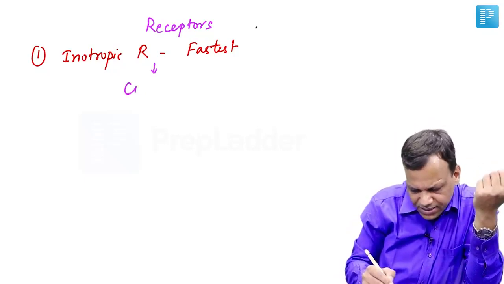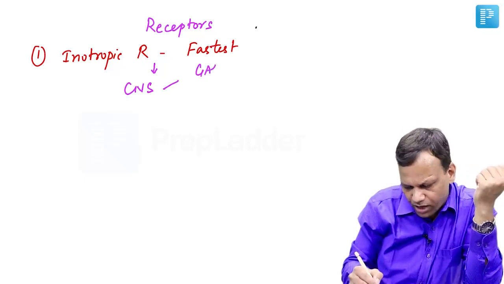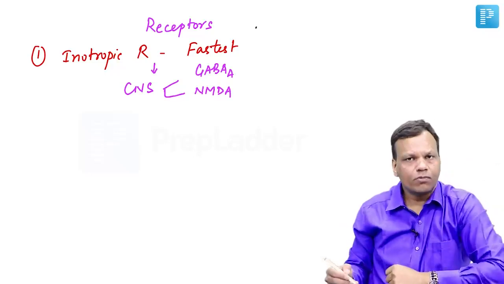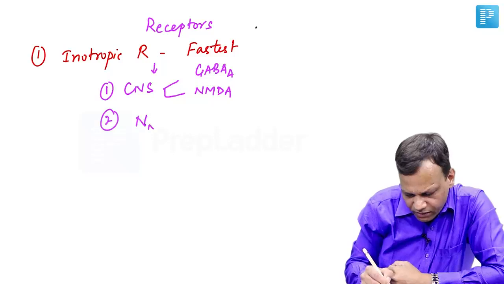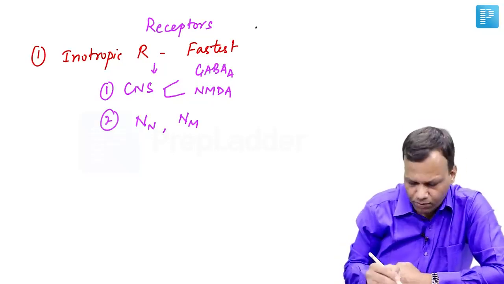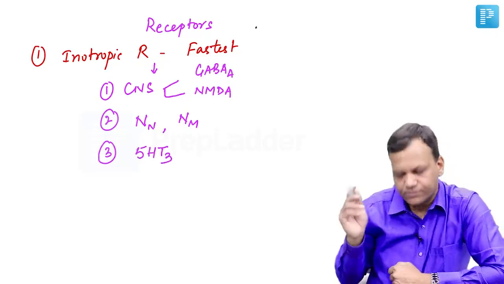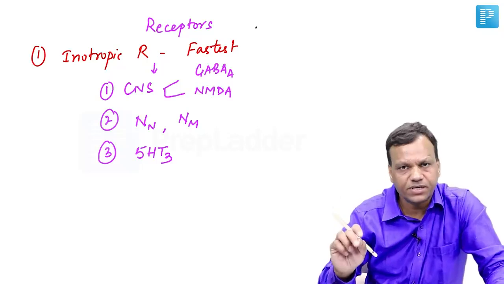These are present in the CNS. Mainly in the CNS, the receptors for GABA A and receptors of glutamate, that means NMDA, are ionotropic receptors. Second, they are present at the junction of the nerve and muscle. So nicotinic receptors NN and NM are ionotropic. And the third type you need to remember is 5-HT3. These are ionotropic receptors and these are the fastest acting receptors.